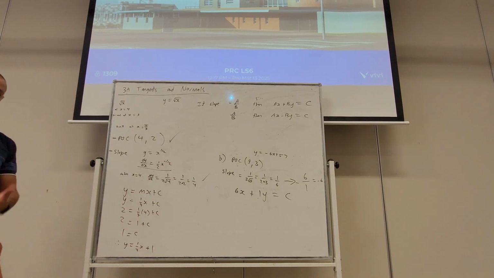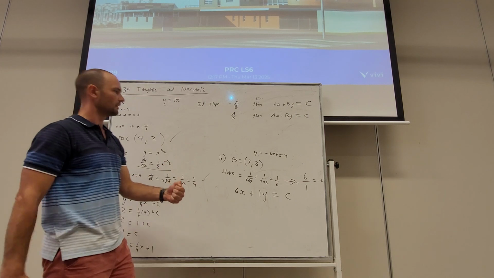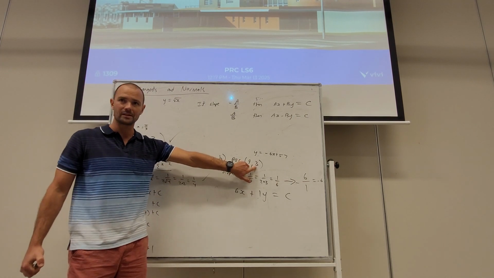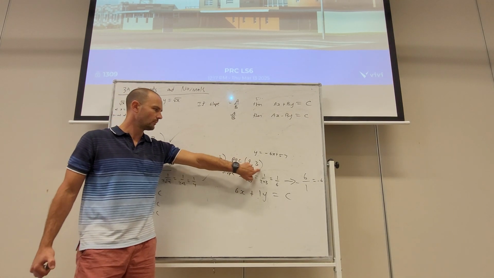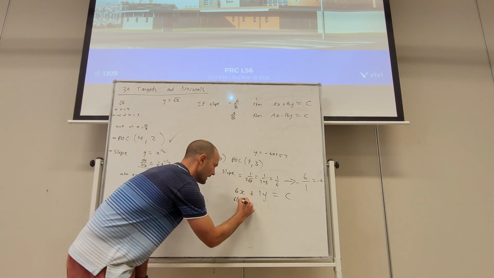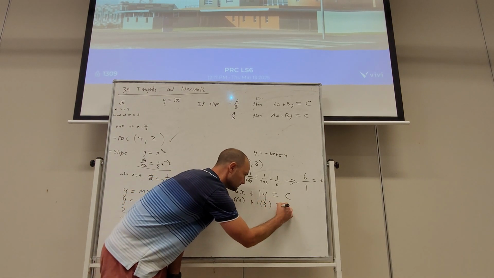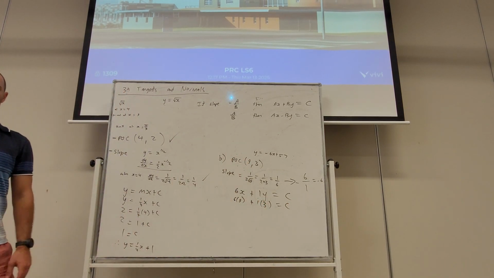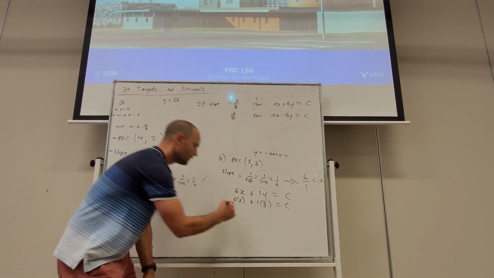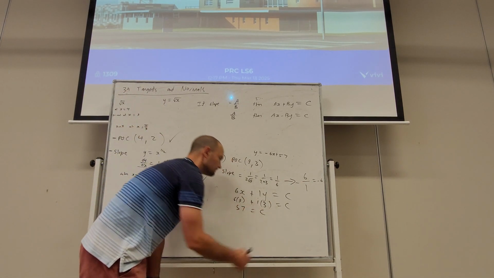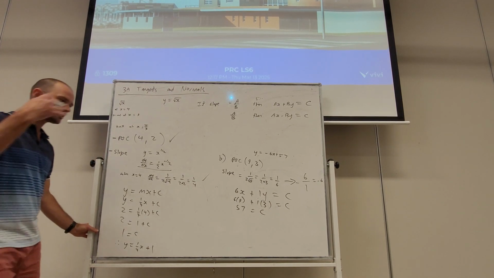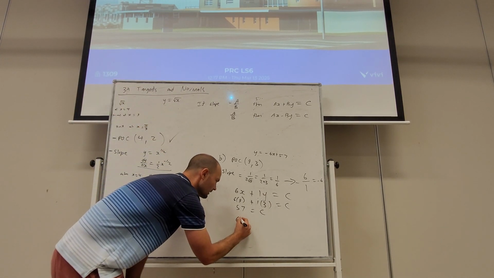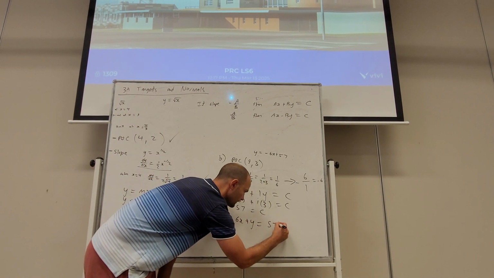Then the way we would determine the value of C is like all of the other processes, we substitute the coordinate in. The coordinate that it passes through, our point of contact, x is 9, y is 3. So let's put in x is 9, y is 3. 9 times 6 is 54. 54 plus 3 is 57. Okay, so therefore, the equation of the line in general form, 6x plus y equals 57.